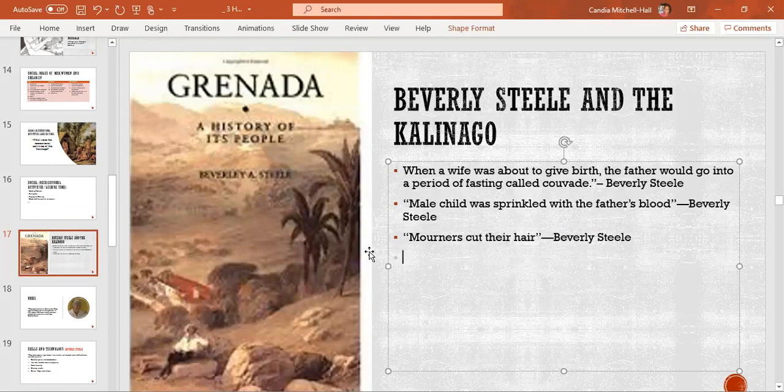Mm-hmm. The next one. Mourners cut their hair. So in the Kalinago village, when somebody died, they cut their hair, both the males and the females. And also, when a male child was born, he was sprinkled with his father's blood. So those were some of the customs that they had in their society. Thank you very much.